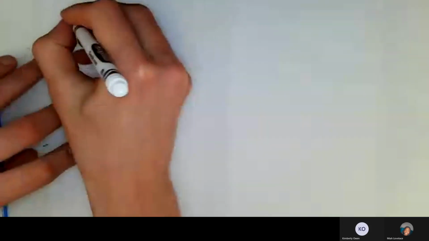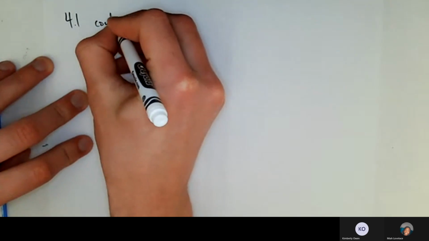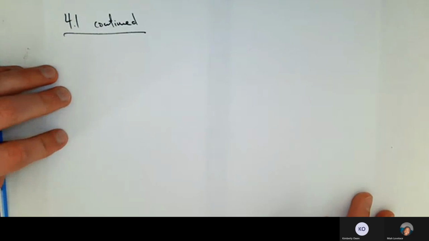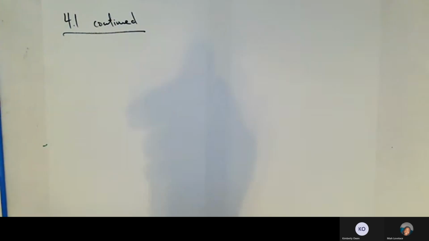Recall from the last lecture, this is 4.1 continued still. There's a lot slammed into 4.1. Definition of exponential function, and graphs of exponential functions, and compound interest, which is the most interesting thing in this section for sure.